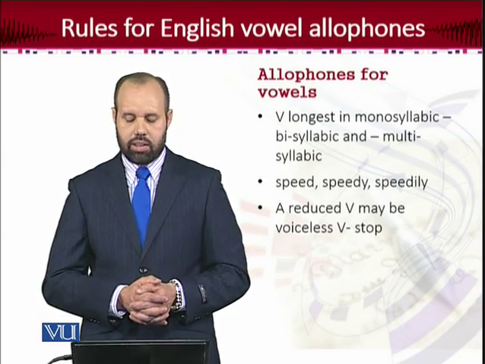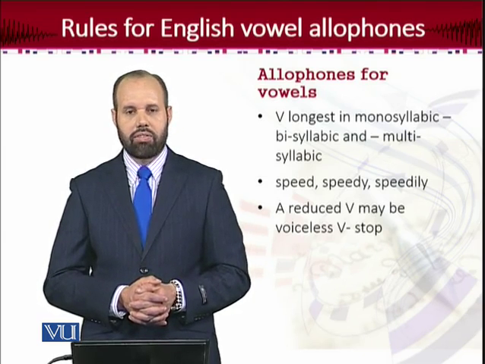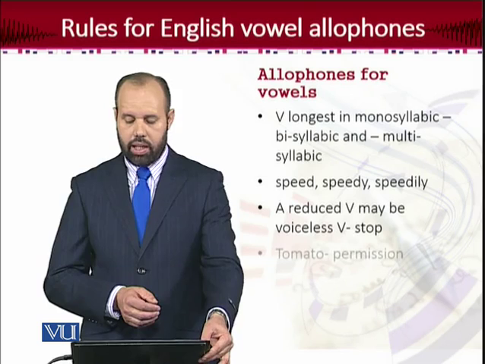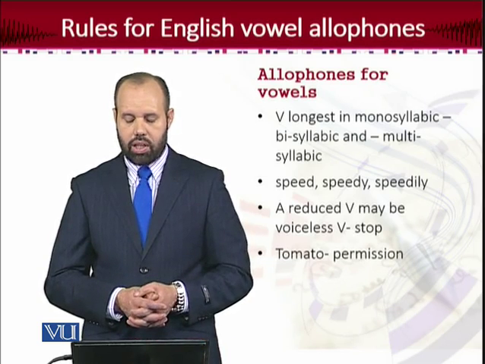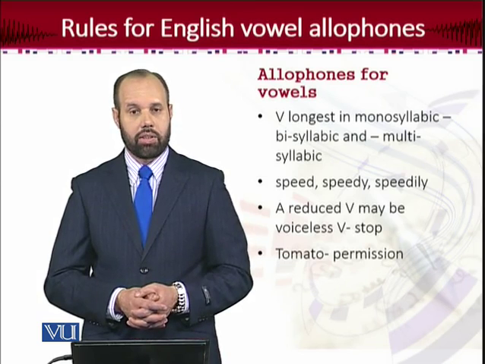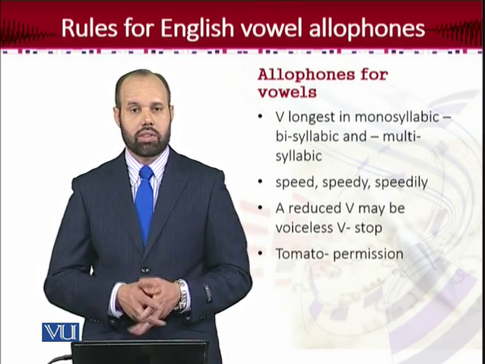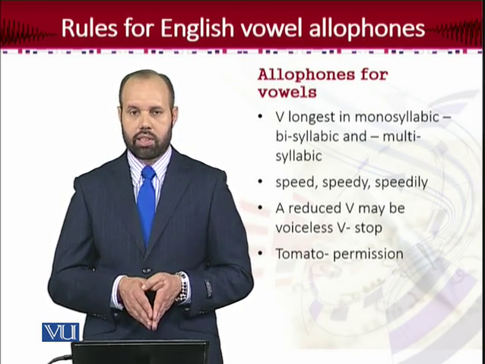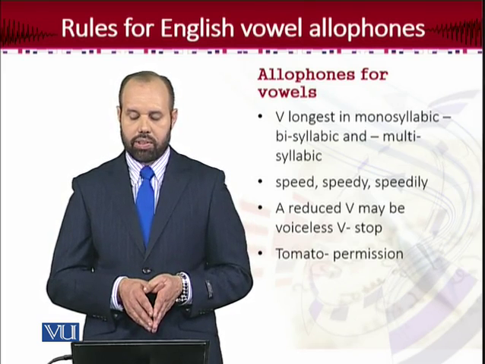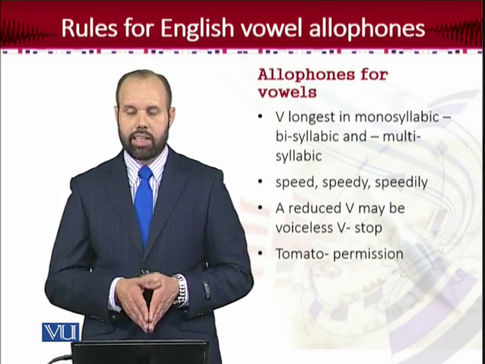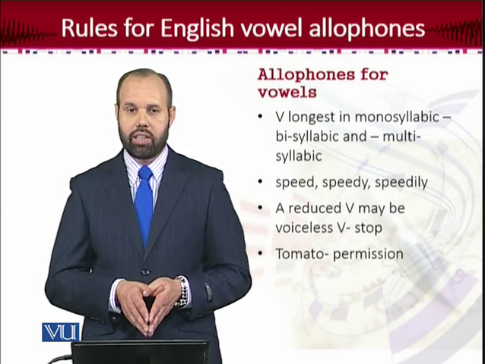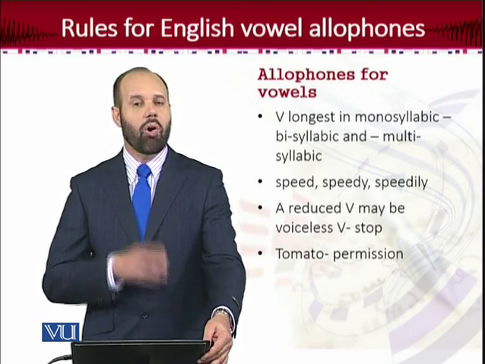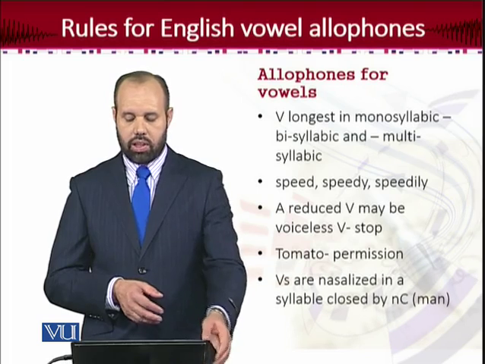Then a vowel is reduced when it is followed by a voiceless stop, right? It is in reduced form. For example, tomato: the first sound t, a voiceless stop, has influenced the vowel, and it is in reduced form. The second example is permission, where the vowel after per is also influenced by the voiceless consonant. So a voiceless consonant would influence a vowel.